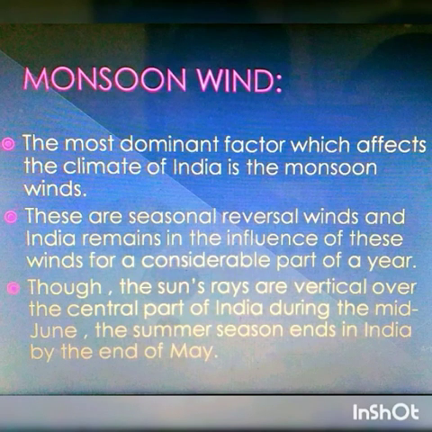Let us see the fourth one, monsoon winds. The most dominant factor which affects the climate of India is the monsoon winds. These are seasonal reversing winds and India remains under the influence of these winds for a considerable part of the year. Though the sun's rays are vertical over the central part of India during mid-June, the summer season ends in India by the end of May.